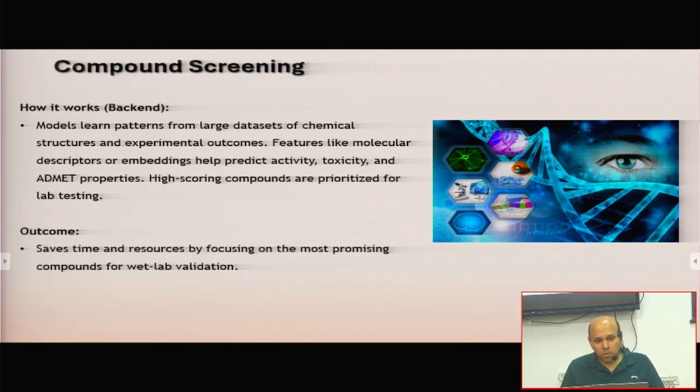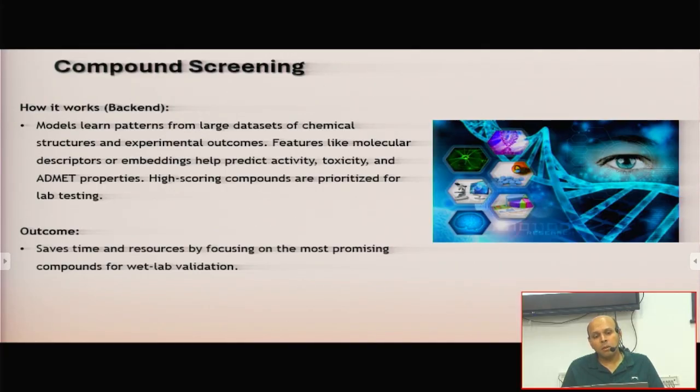So compound screening: models learn patterns from large data sets of chemical structures and experimental outcomes. Sometimes you have a set of compounds, and you also have experimental features related to the set of compounds as well. And features like molecular descriptors or embeddings help predict activity, toxicity, and ADMET properties.